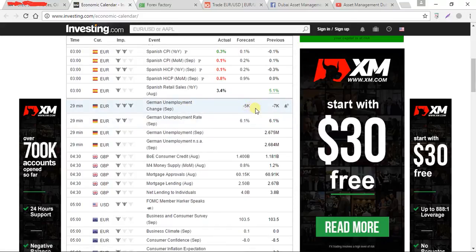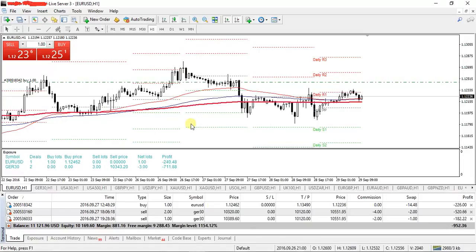Actually, the forecast is minus 5k. The previous was minus 7k. So the forecast is showing good for the Euro USD to go up. So let's wait for that data. Let's go to the chart again.